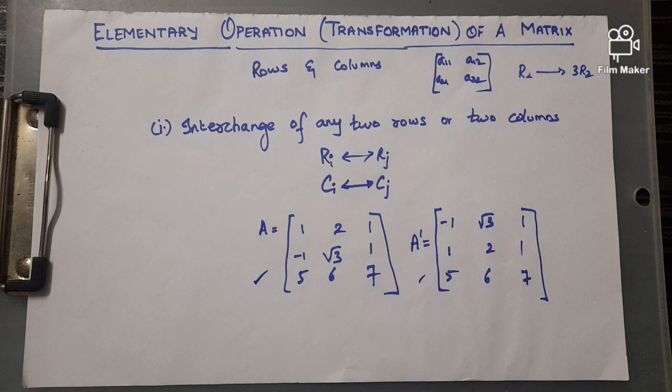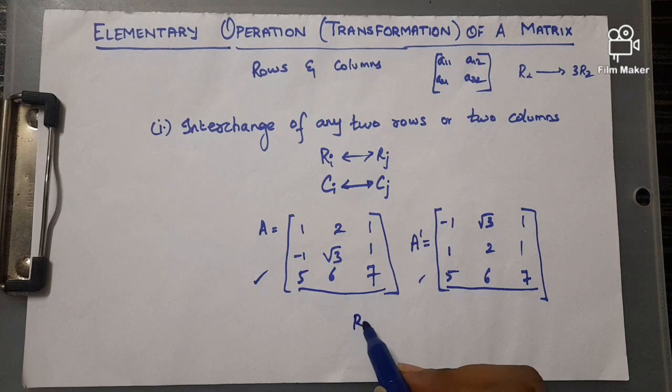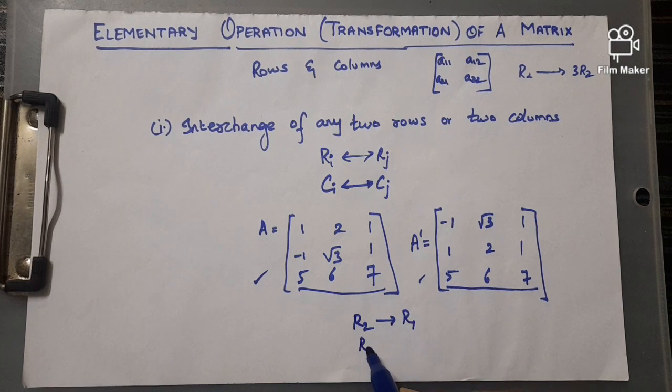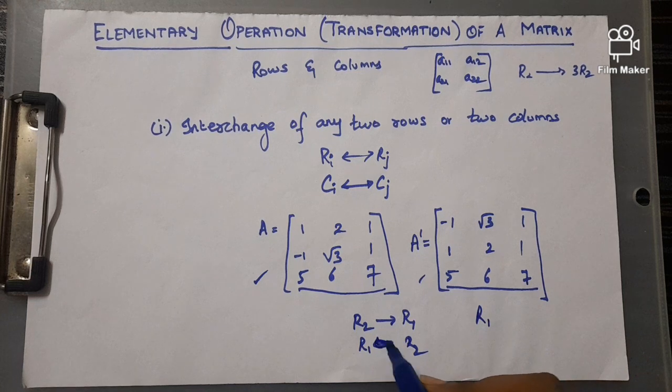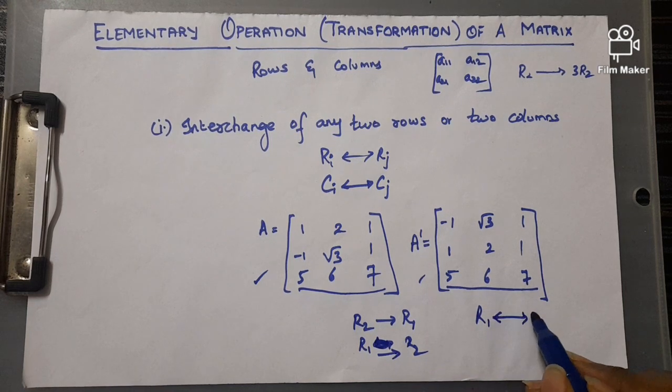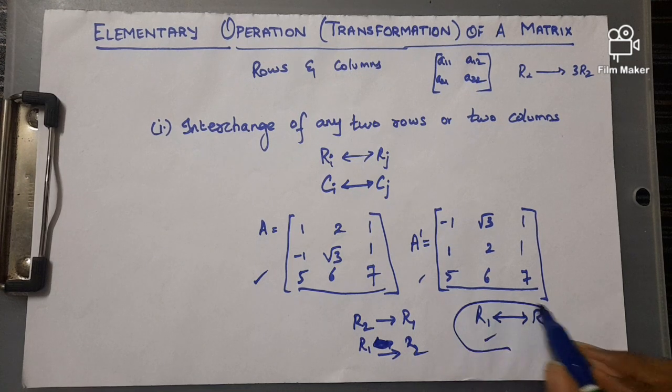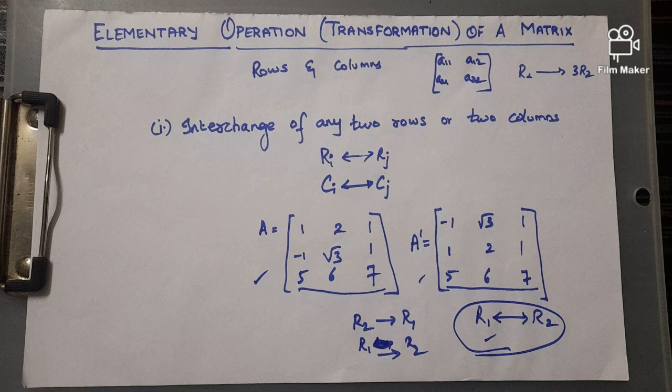Here what happened, right? This 5 6 7 row is the same in this matrix also. The only thing is R2 went to R1 and R1 went to R2. That's it, right? Simply you can write it like this, R1 to R2. Either this or this, both mean the same, but this is mostly preferred. That is, R1 is changed to R2 and R2 holds the place of R1.